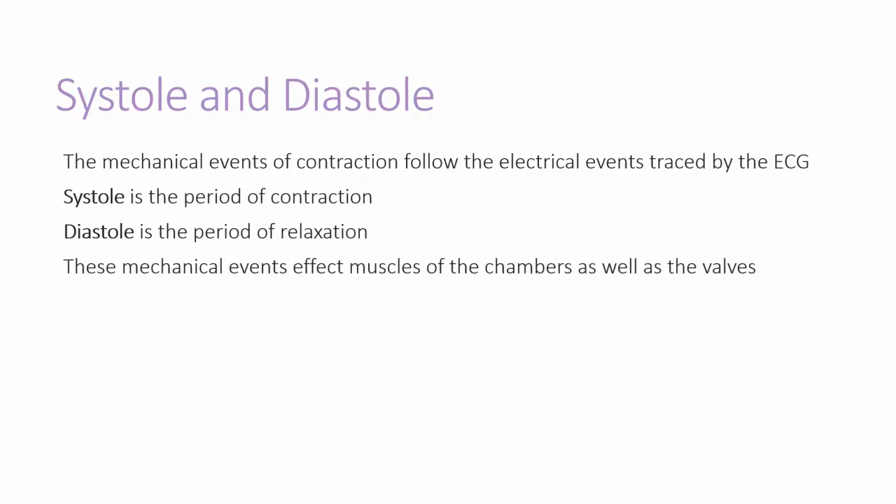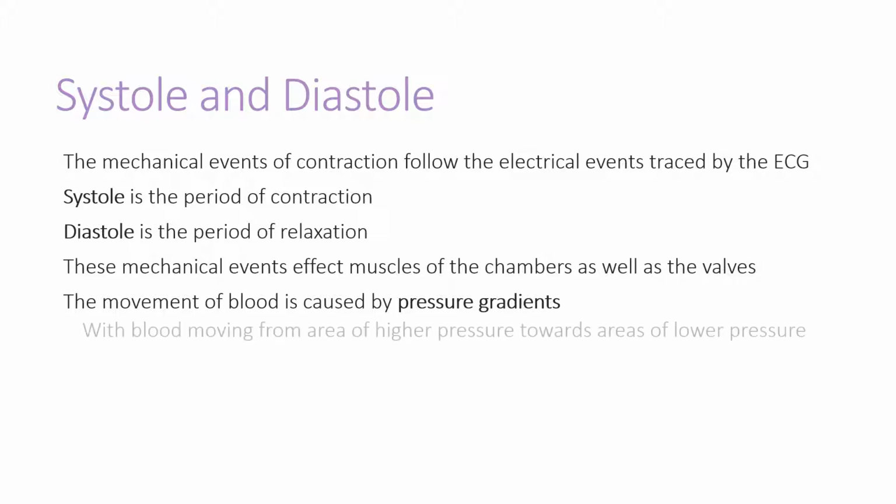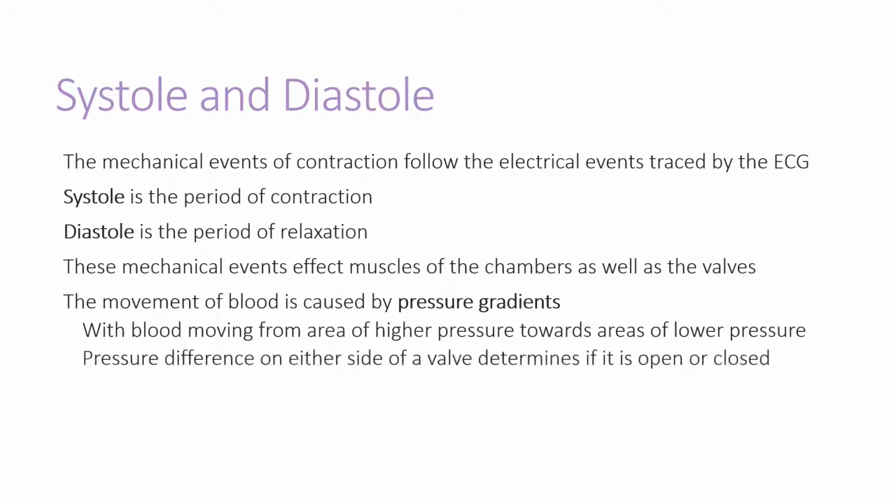These mechanical events affect the muscles of the chambers as well as the valves that separate those chambers from each other. The movement of blood from one chamber to another and through the valves is caused by pressure gradients, with blood moving from an area of higher pressure towards areas of lower pressure. The pressure difference on either side of the valve determines if the valve is going to be open or closed, and how that affects blood flow through that valve.